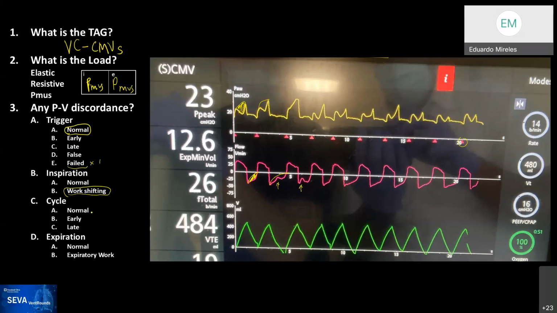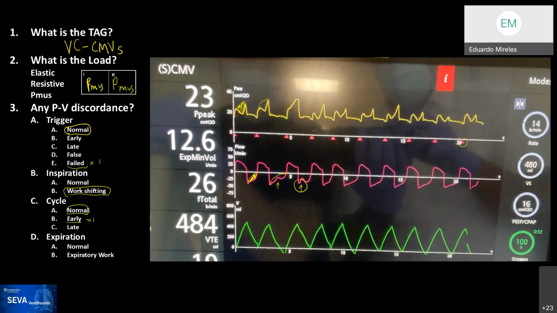In terms of cycle, I think that the majority of the cycles seem to be normal, although we could argue that these changes in the end inspiratory pressure may be delayed cycle, but I would say that it's probably more than anything normal. And there's one that I'm suspicious may be early, which is this one over here that I circled.